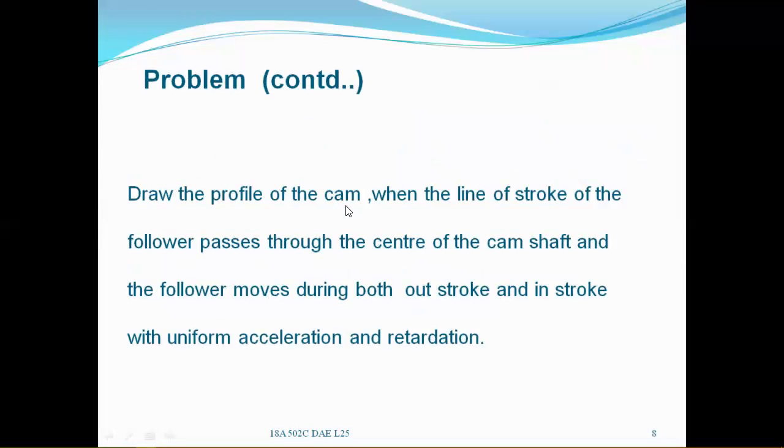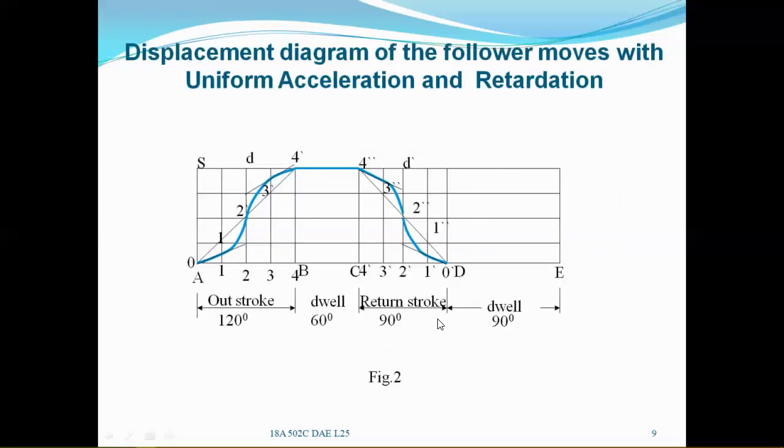So draw the profile of the cam when the line of stroke of the follower passes through the center of the cam shaft and the follower moves during both outstroke and return stroke with uniform acceleration and retardation. This will be the important one, right? Both outstroke as well as instroke will be of uniform acceleration and retardation. Okay, so let us see this problem as we have this given.